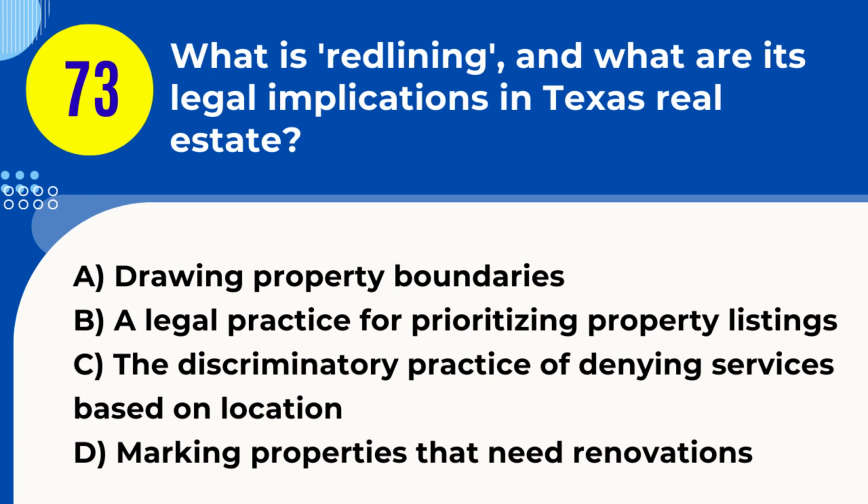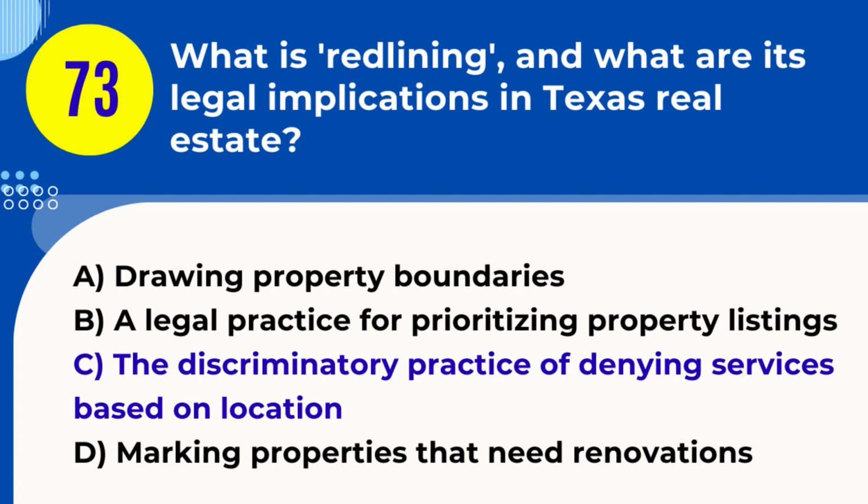Question 73. What is redlining, and what are its legal implications in Texas real estate? A. Drawing property boundaries. B. A legal practice for prioritizing property listings. C. The discriminatory practice of denying services based on location. D. Marking properties that need renovations.